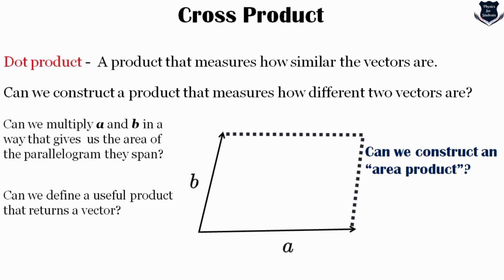This is the motivation behind the cross product: we are trying to find the area of a parallelogram, for example, and this is not possible with the dot product. Let us see how it is possible with the cross product.